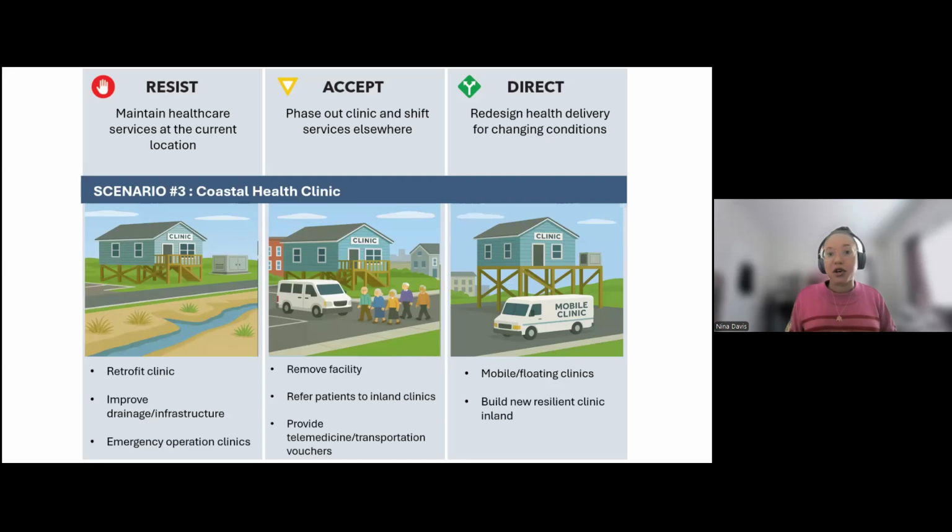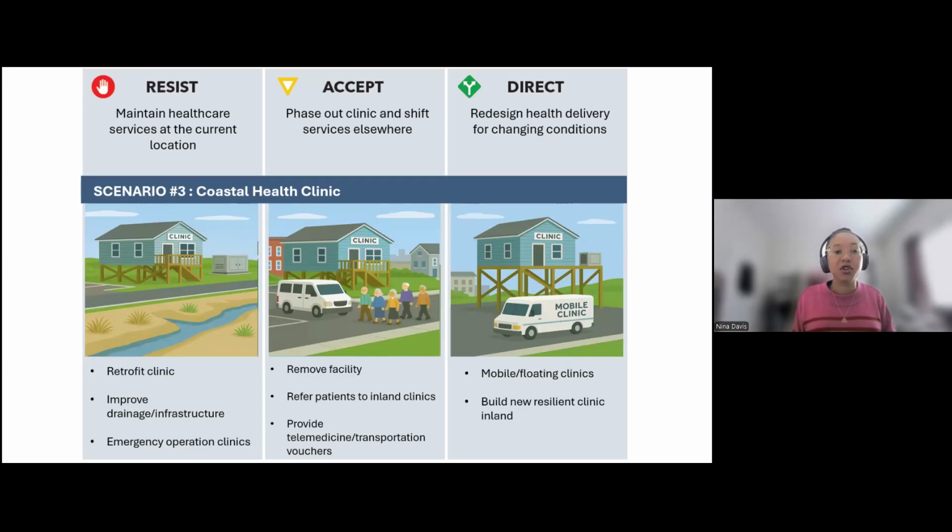Scenario number 3. So some of your drivers of change for this could be flooding, storms, and sea level rises. This is a coastal health clinic. So your focus is on continuity of healthcare for vulnerable populations. So in order to resist, your goal is to maintain healthcare services at the current location.